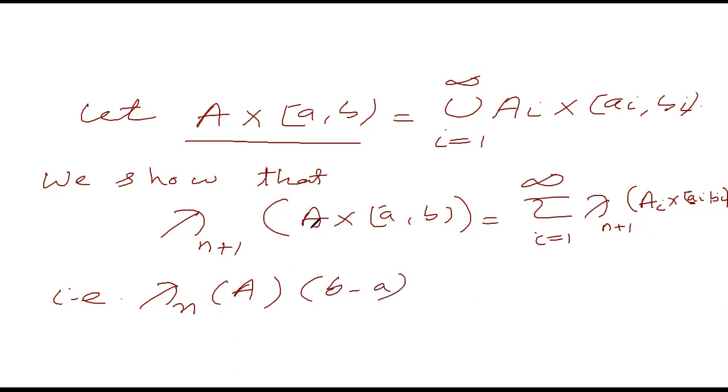Here it is the product of n plus 1 copies: lambda n plus 1 of A cross (a, b) is the product of the lengths. So there are n plus 1 copies, so it is the product of the lengths of n plus 1 copies of the semi-closed intervals.